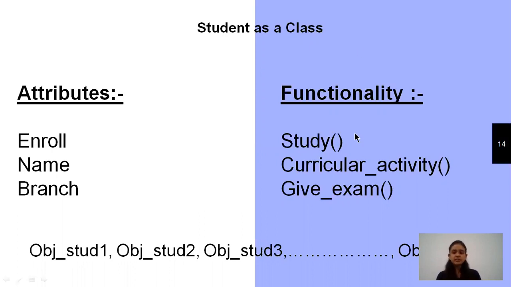Now, what kind of activities or functionality can a student perform? The functionality is like this: a student can study, a student can perform curricular activities and co-curricular activities, and the student can give the exam. Also the student can provide its details, that is the student details.